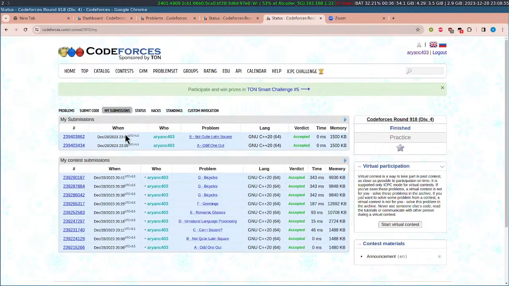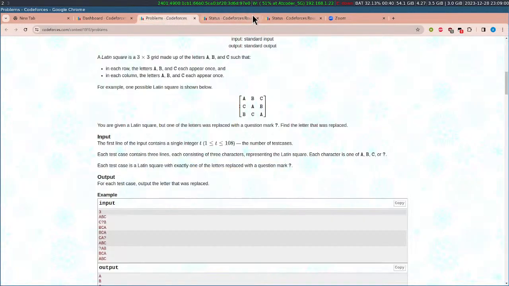And yeah, this looks good. Any questions on this one before I move on to the next problem? Like, should I explain the samples more?